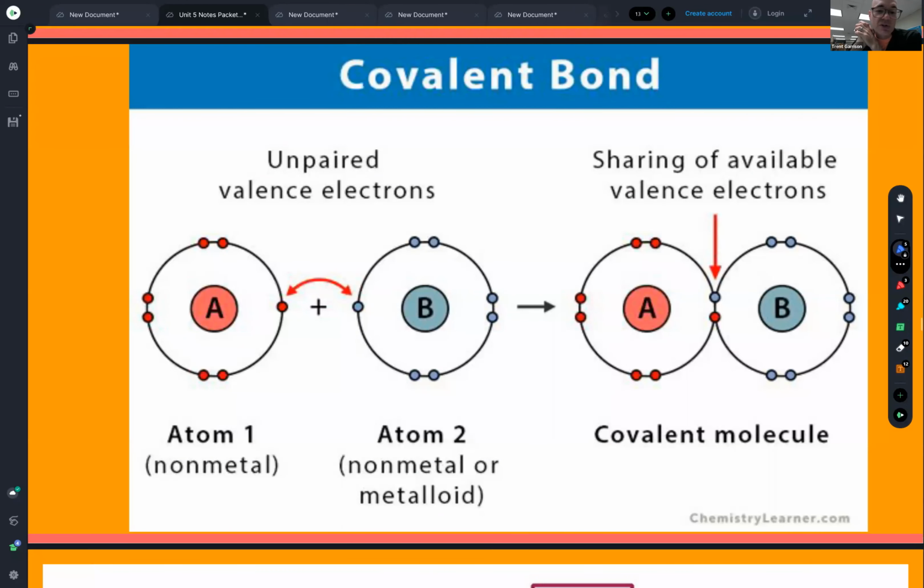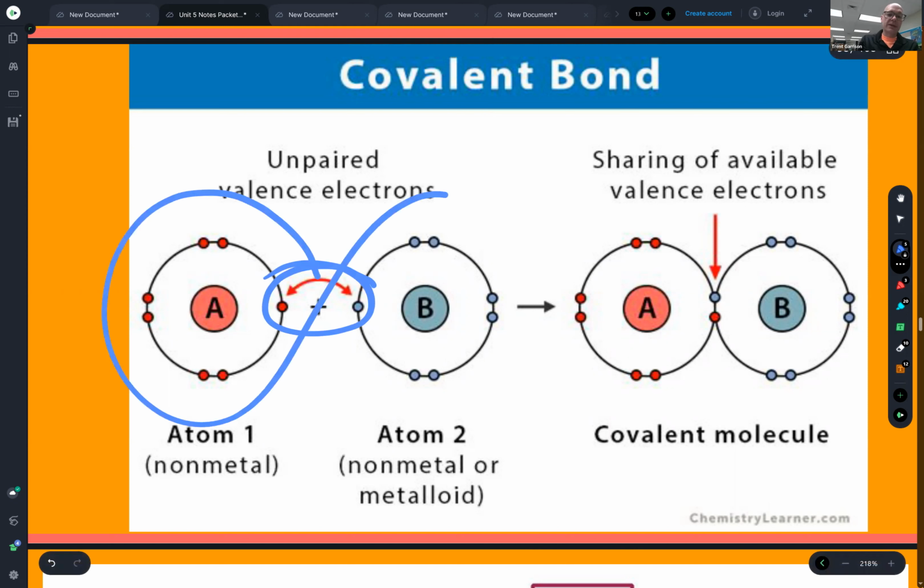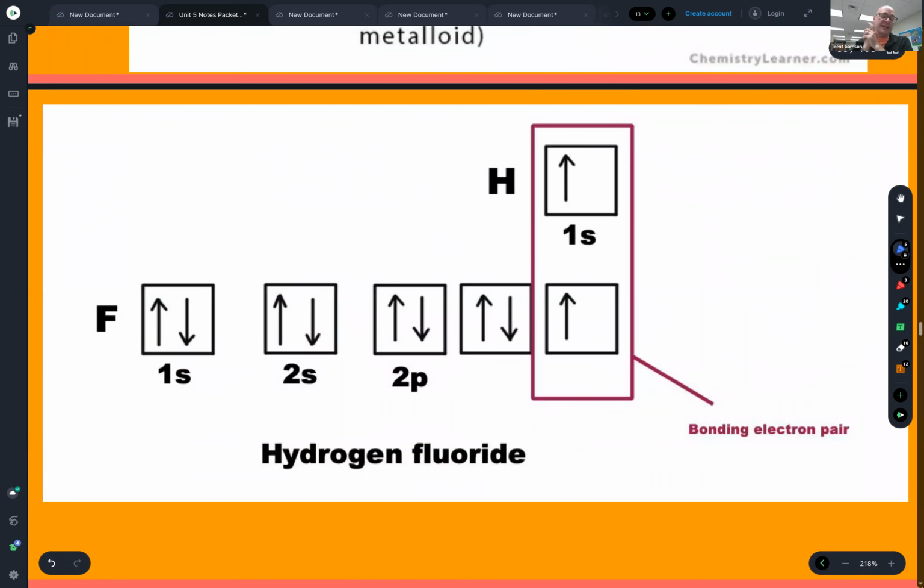Just looking at this, if we have two nonmetals, we will notice that neither one has a stable octet. They will achieve a stable octet by sharing each electron that they have available as unpaired. So these are going to share together, and they will make their way around as a stable octet going in a figure eight motion. Convenient that it makes that type of image.